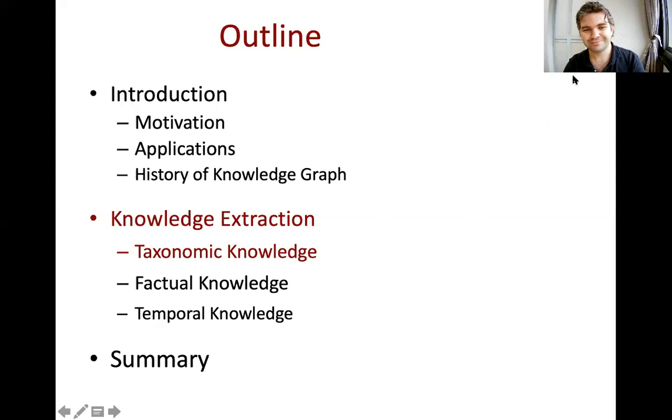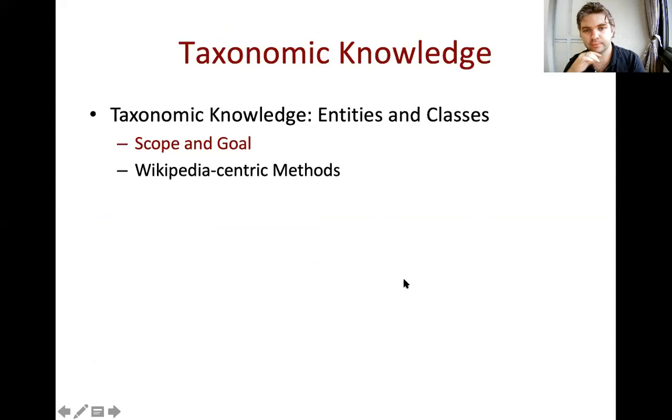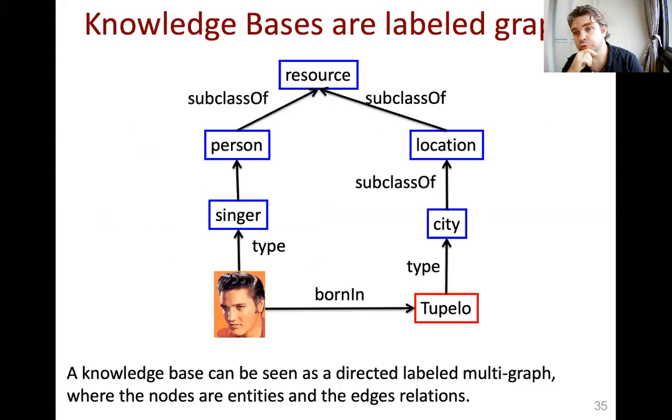Okay, so let's talk about how the system works to build these knowledge graphs. Let's talk about taxonomic knowledge first, right? Taxonomic knowledge has entities and classes, scope and goal, or maybe some Wikipedia-centric methods are usually applicable for this type of knowledge graph construction.